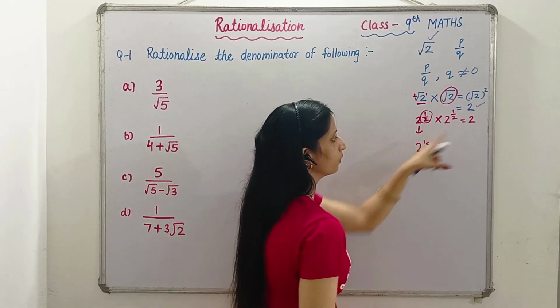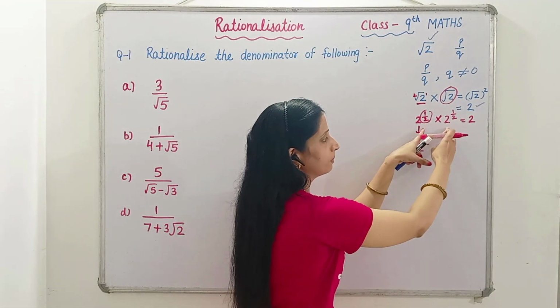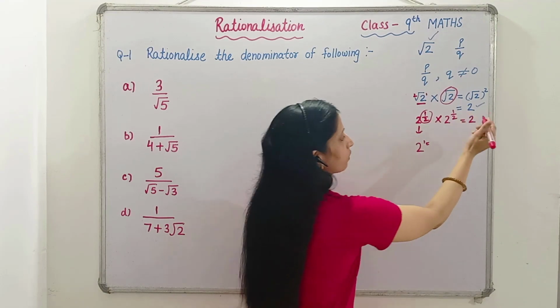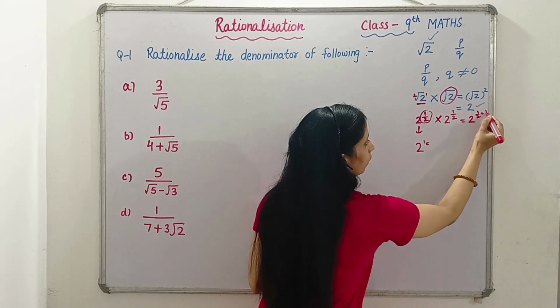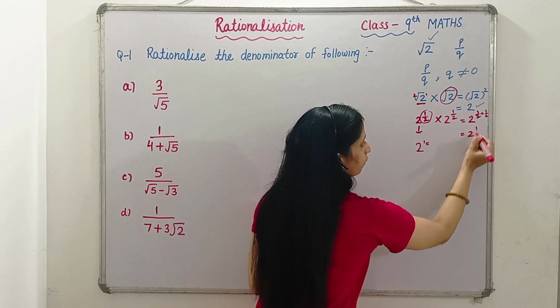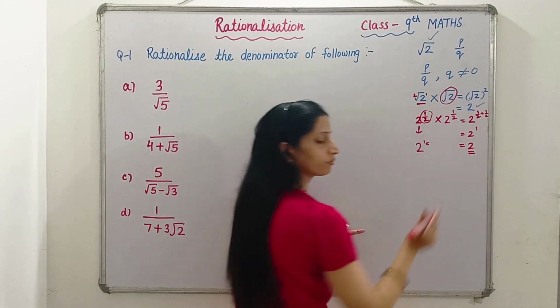So what is the formula? We will write 2 and we will add the powers. In multiplication we add the powers. So 1 by 2 plus 1 by 2. What will we get? Simply 2 raised to the power 1, or we can write 2.